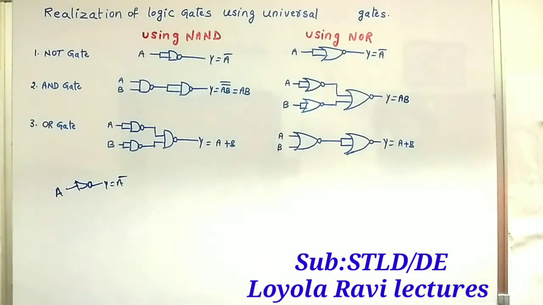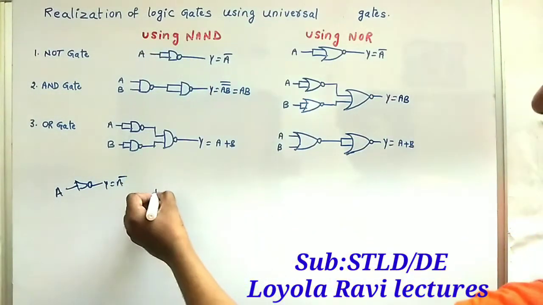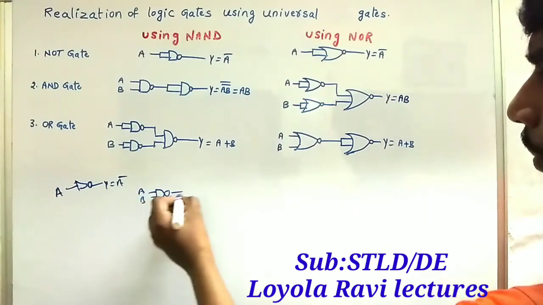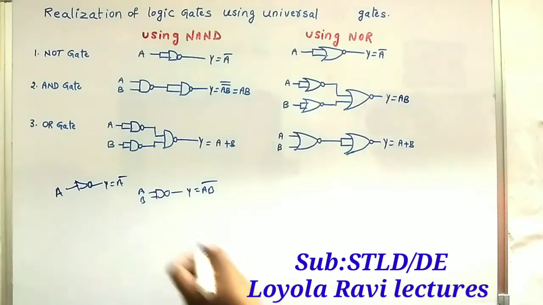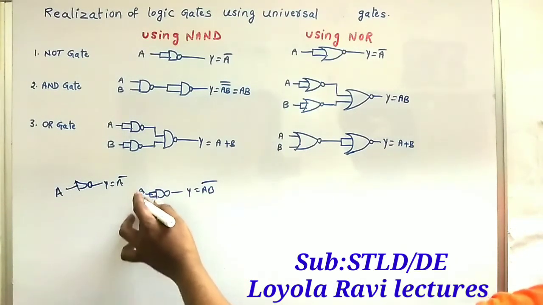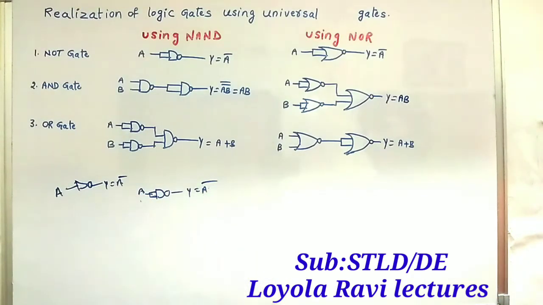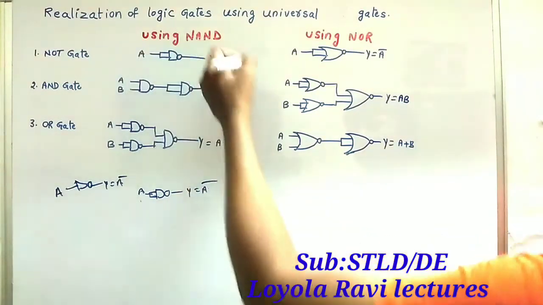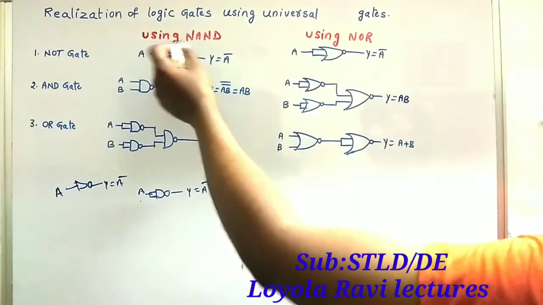This time verifying, what is the operation of NAND? For example, in NAND operation I am taking two inputs A B, then Y is equal to AB whole bar. Here I am taking only one input. These two are shorted and given as a single input. That's why in place of B there is nothing, there is only a single input A, and the output is A bar. Okay, that is the implementation of NOT gate using NAND.